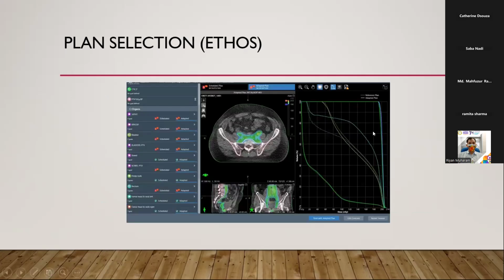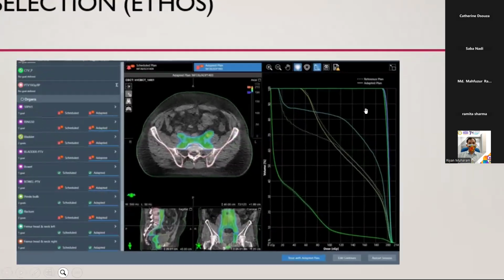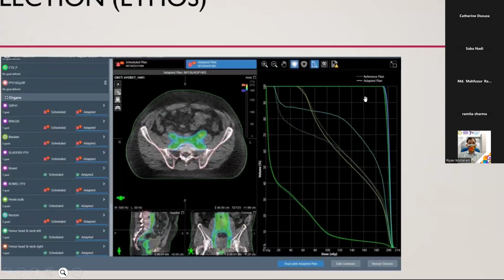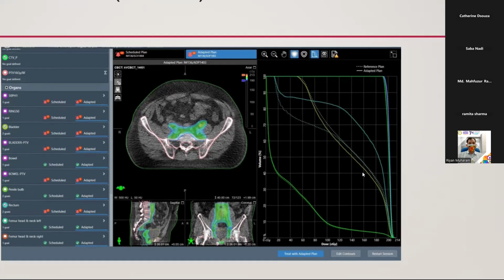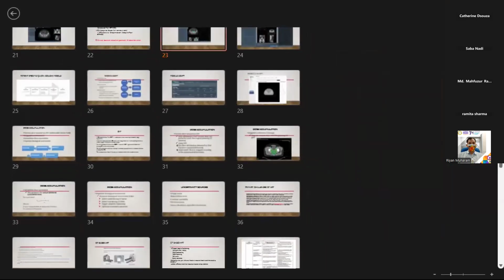In this window you can see there is a dotted line and a hard line. The dotted one is the reference plan and the hard one is the adapted plan. It should be matched as close as possible. Once the adapted plan is closed with the re-optimization, it is reviewed by the oncologist along with the medical physicist, and when it is approved, the plan can be utilized for the treatment of the patient.